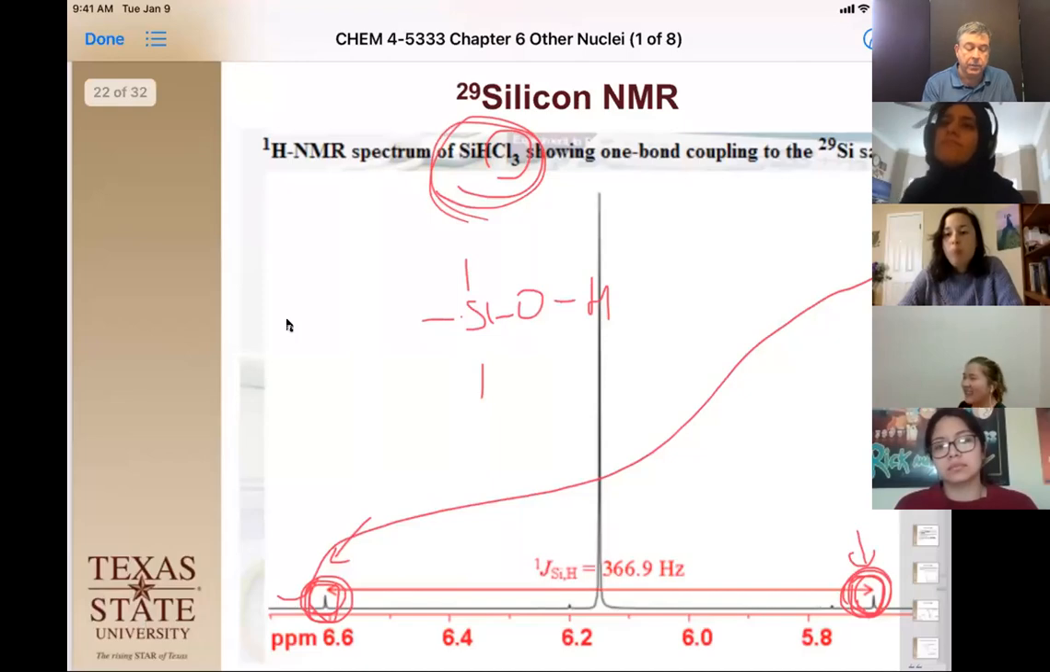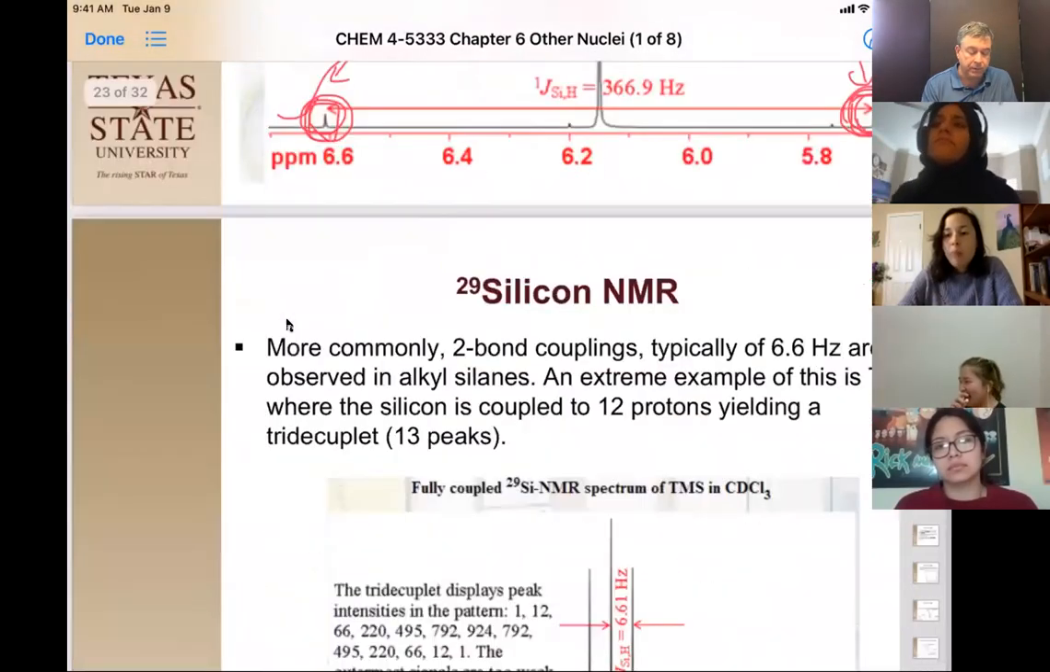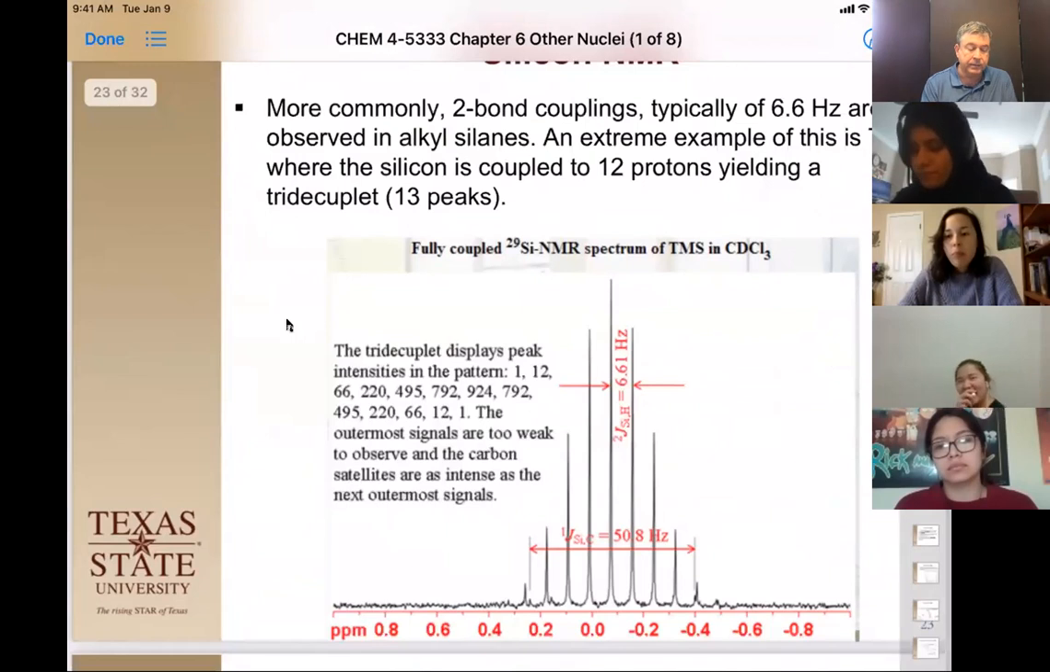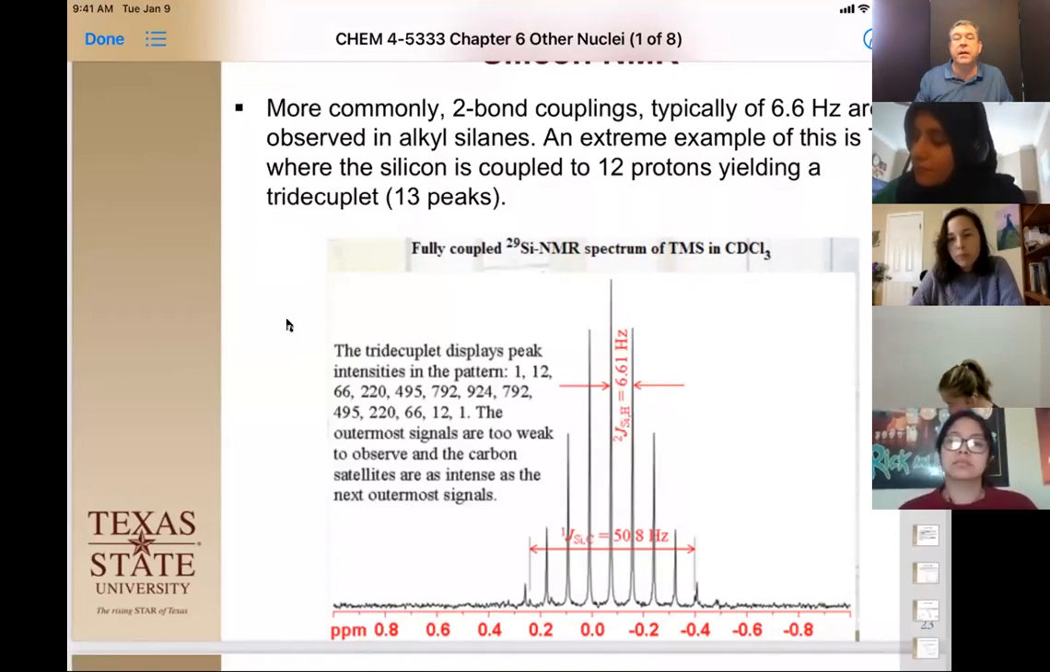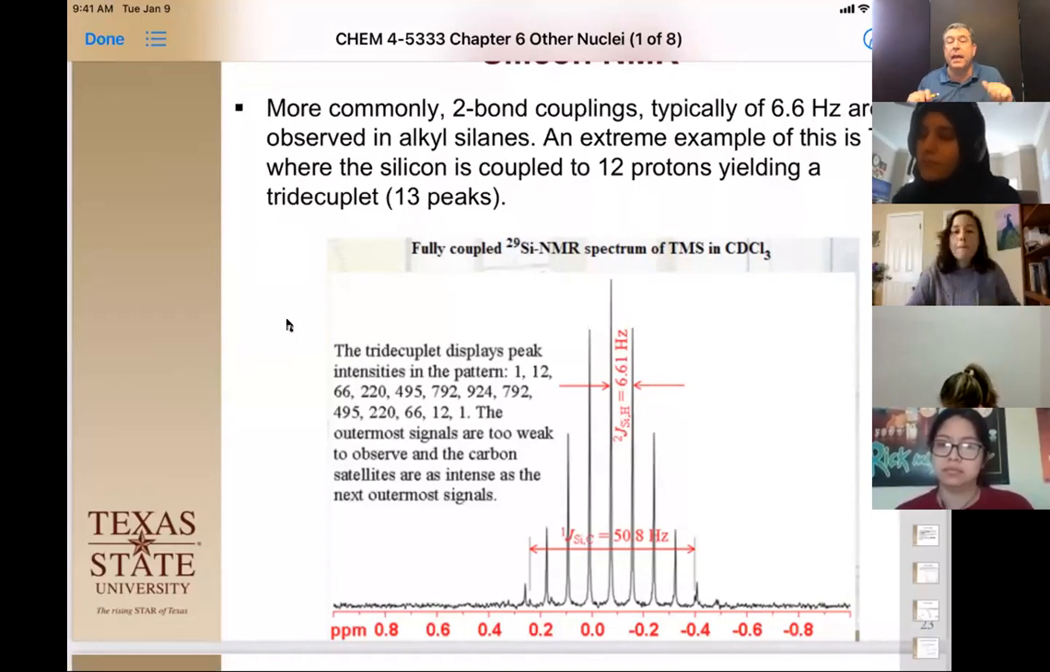So in addition to coupling with hydrogen, it also couples with carbon. It's a little different when you couple with carbon because it's a much lower concentration. You don't see it very often, because you have 1% carbon 13 and 5% silicon 29, so it's really not that typical to see. What we can see though is the coupling between silicon 29 and hydrogen, and we can see those two bond couplings.